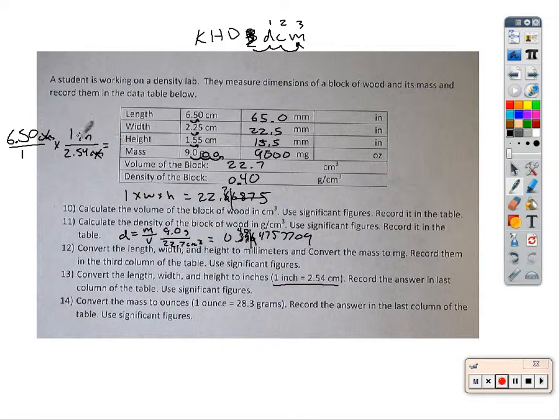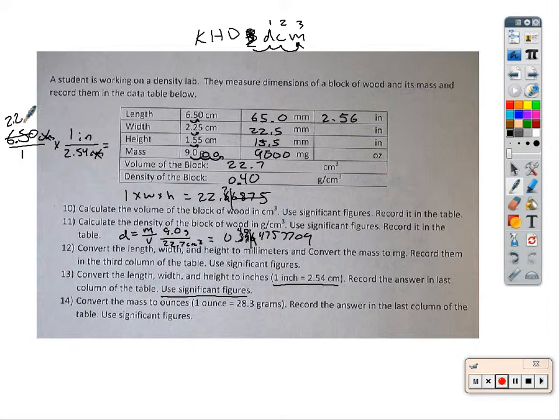Whenever the 1's on top, you divide by the number on the bottom. So 6.5 divided by 2.54, we get 2.55905518. Again, we're going to use significant figures. It's all based on what you started with. Because we started with 3 significant figures in our original measurement, we're going to round our answer to 3 significant figures, 2.56 inches.